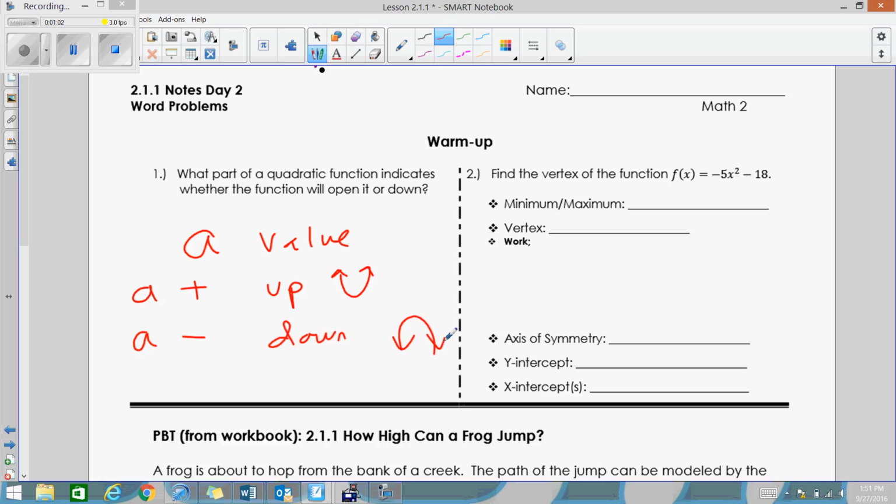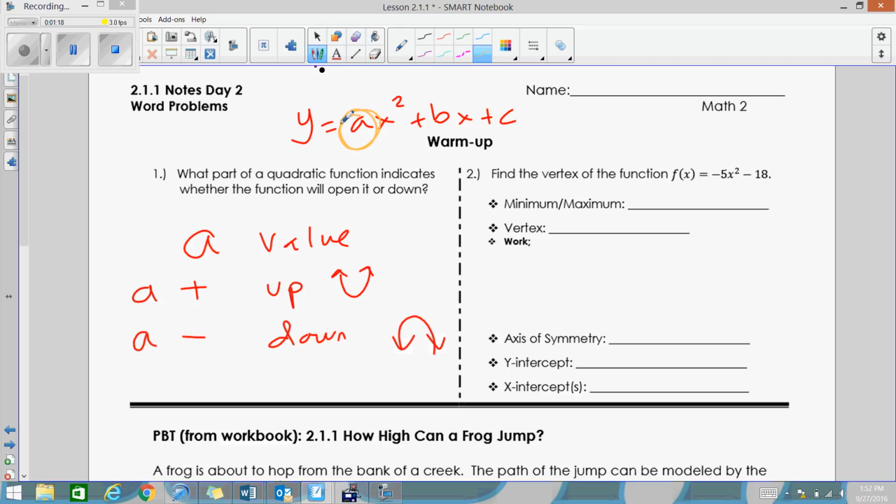So when A is positive, it opens up. When A is negative, it opens down. And remember, A is that first term in y equals ax squared plus bx plus c. Your A value tells you whether it opens up or down.